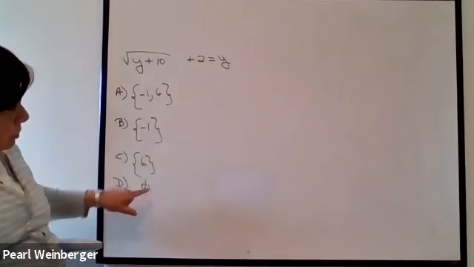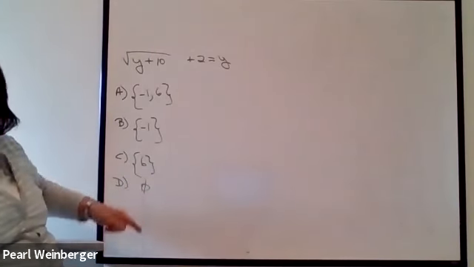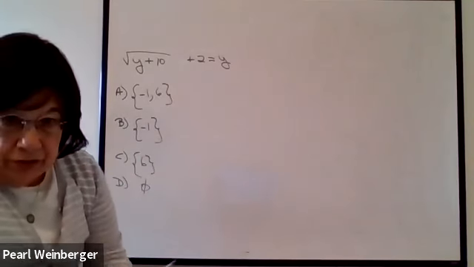Wait, what's D? D is no solution. Remember, it's that O with a line through it. That means no solution.